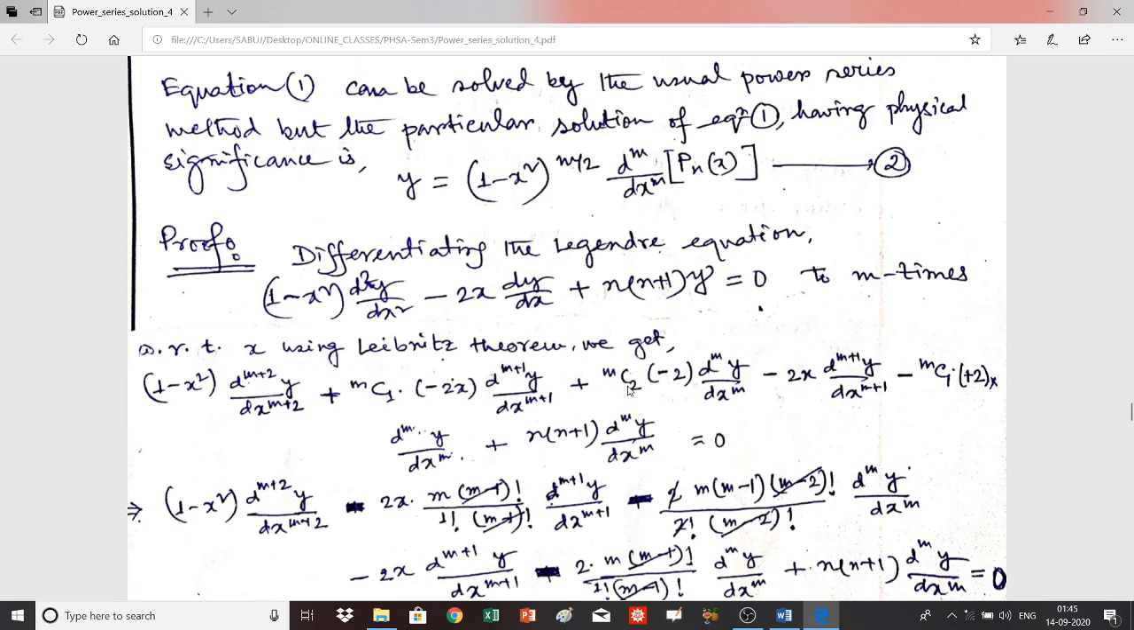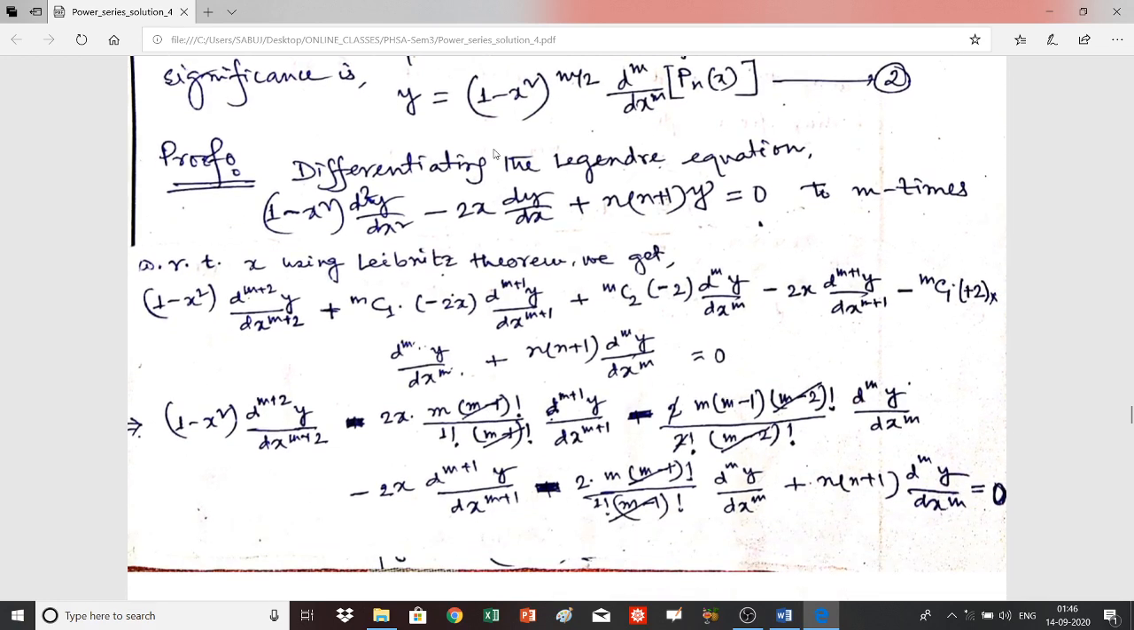It is written as mc2, and then differentiate this term for the second time, or second order differentiation. Take the second order differentiation of this term, which will give you minus 2. Since the constant term comes here, there will be no other differentiation of this term, so we'll stop here for the first term. So this is mc2 minus 2, and differentiation of y here will be one order less than that of the previous term, that means dmy by dxm.